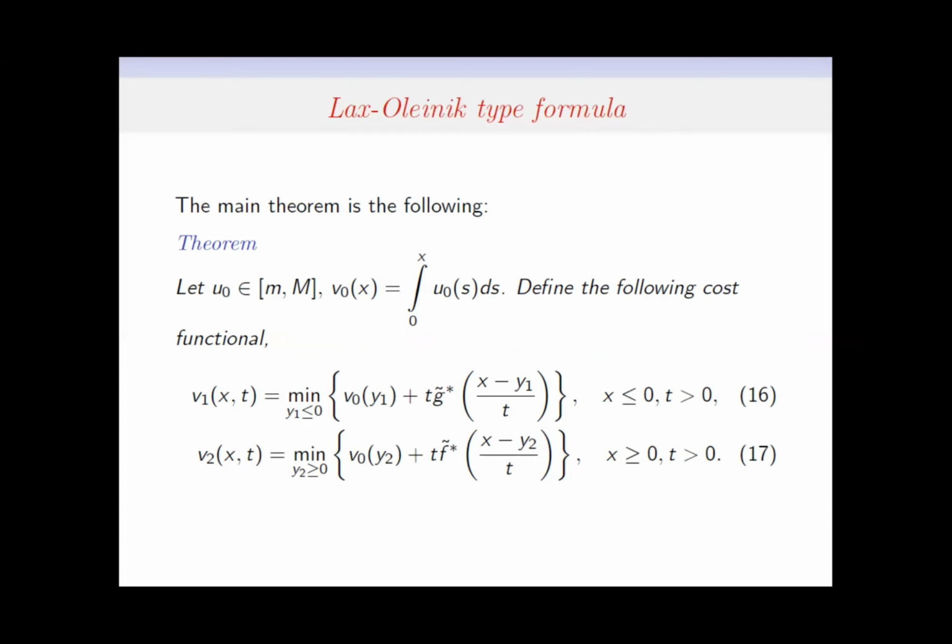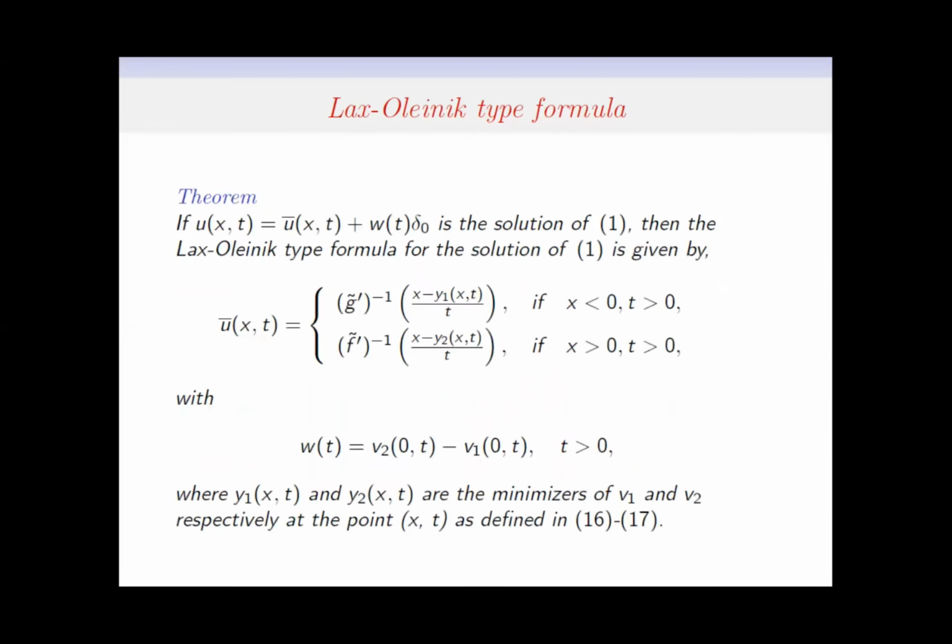And as I said, g bar star is the convex dual of g bar, and f bar star is the convex dual of f bar. Okay. So then the Lax-Oleinik type formula is given as follows: if u equals u bar plus w times delta naught is a solution of equation 1, then the Lax-Oleinik type formula for equation 1 is given by the following equation.